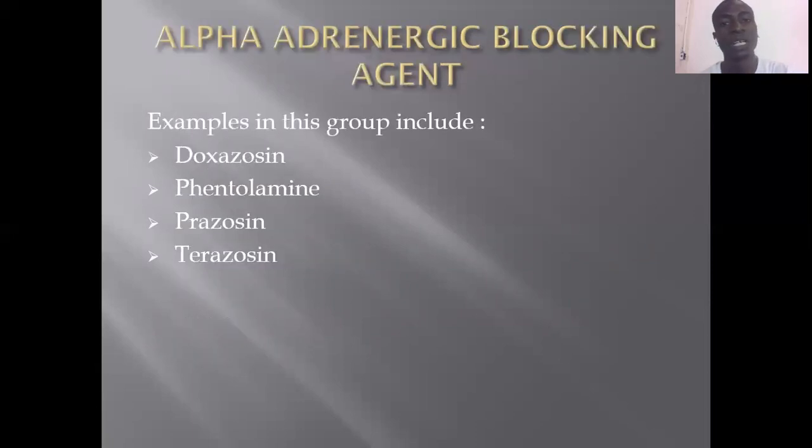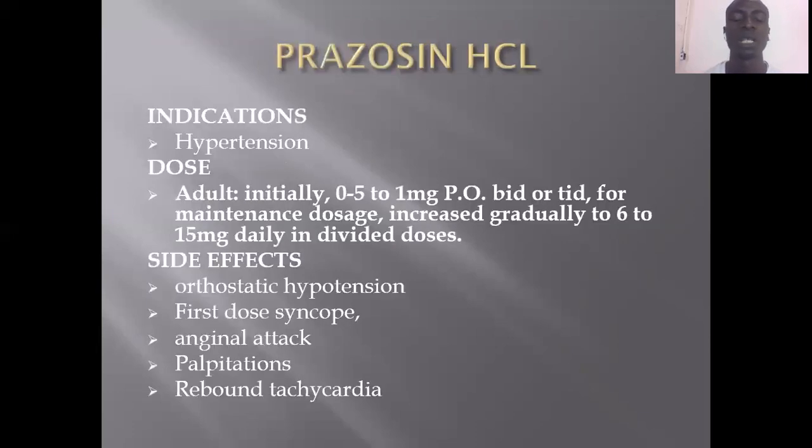So now we are looking at the alpha adrenergic blocking agents. Doxazosin, prazosin, and terazosin are some of the drugs in this category. So we'll look at prazosin hydrochloride. Indication is hypertension. Dose is 0.5 to 1 milligram per oral, BID or TID. For maintenance dose, you can increase to 6 milligrams to 15 milligrams daily in divided doses.